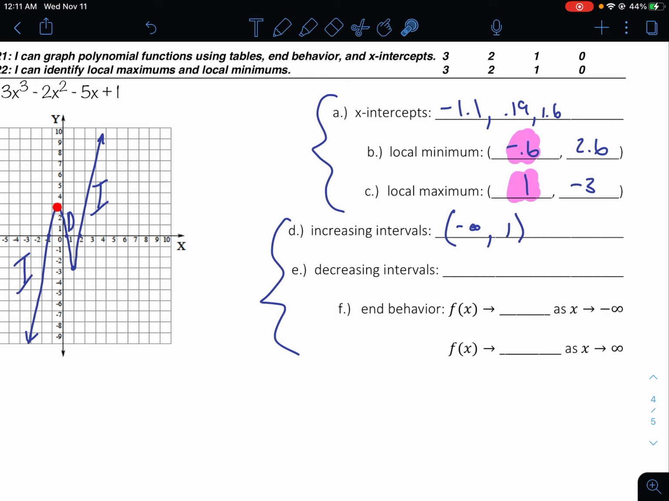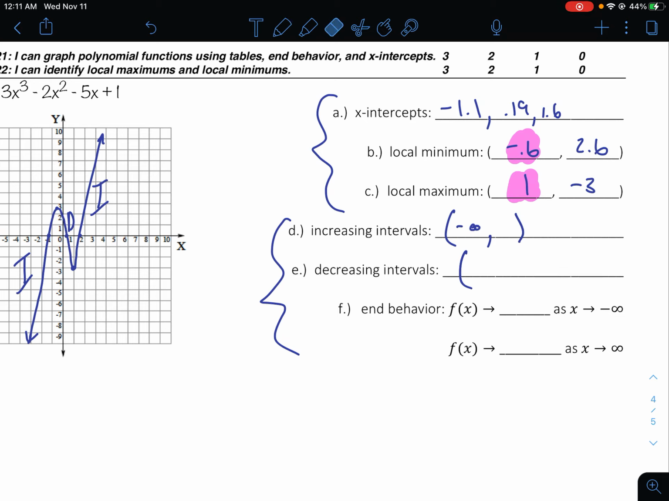Then we have a period of decreasing. The decreasing goes from the local maximum to the local minimum. So we're looking at from here to here. Remember, we only concentrate on the x values. So it's decreasing from negative, let's see, local max.